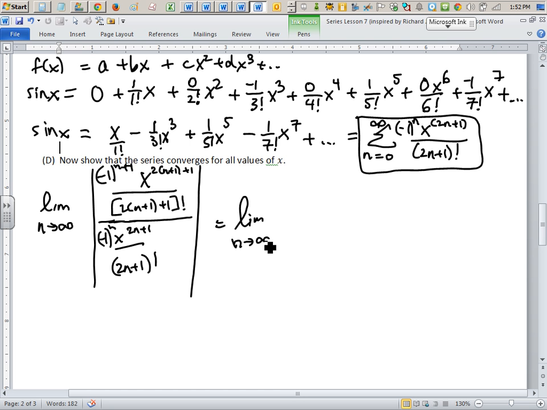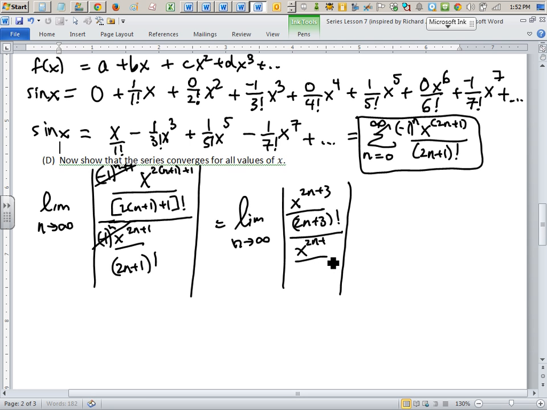So we're doing a ratio test. The absolute value kind of ruins the need even for these -1 to the n's. You don't need any of that because of absolute value. And you basically have x to the 2n plus 3 over a 2n plus 3 factorial. On the bottom you have an x to the 2n plus 1 and a 2n plus 1 factorial. If the outer is the numerator and the inner is the denominator, we can write this again.